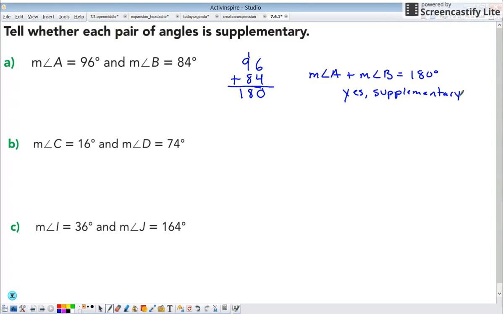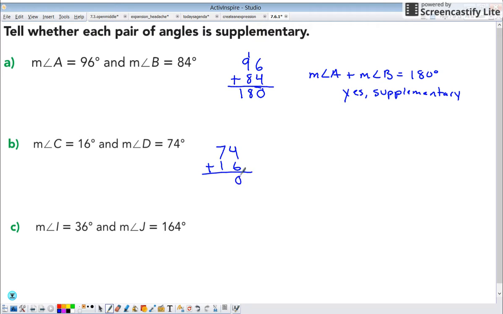In the next example, it asks us to determine whether the measure of angle C and the measure of angle D are supplementary. Well, the measure of angle C is 16 degrees, and the measure of angle D is 74 degrees. Some quick estimation could really tell you that there's probably no chance that these two angles are supplementary. 74 plus 16 degrees is not going to be anywhere close to being 180. You could double check that by simply adding them together quickly.